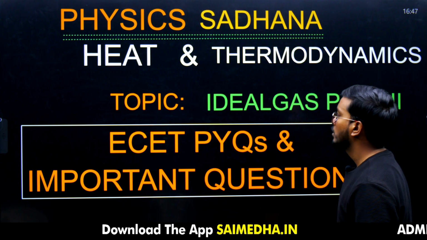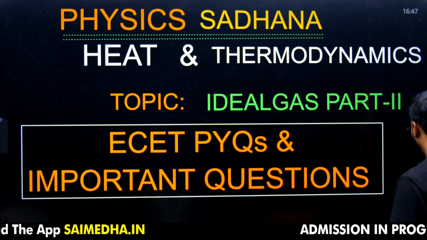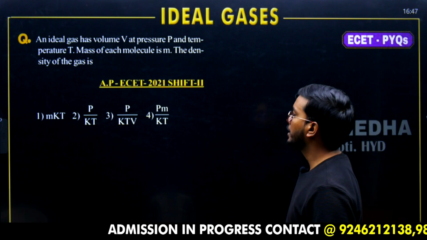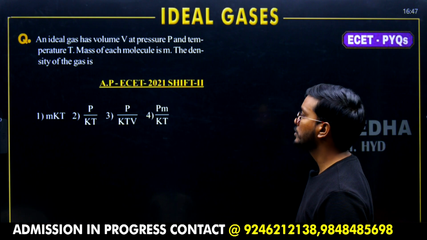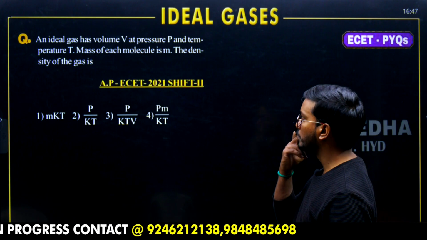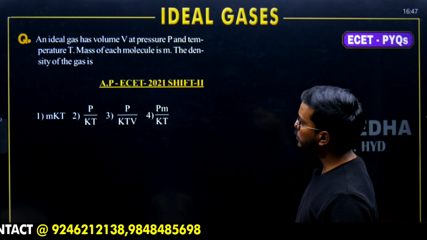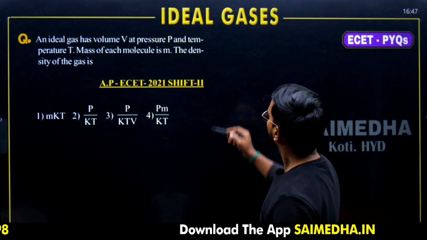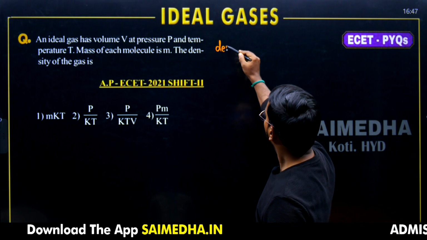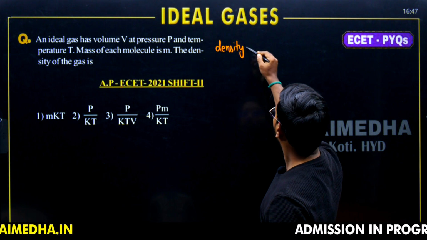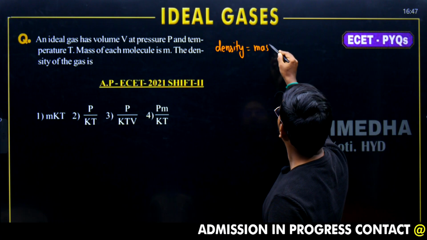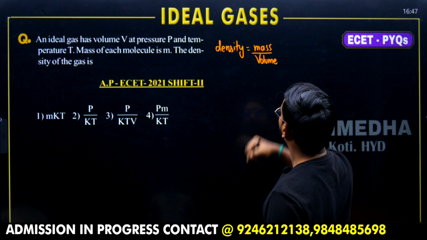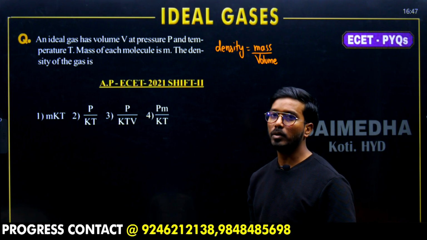Okay, let's move on to question number 1, which appeared in the year 2021. An ideal gas, again it is a repeated question, we discussed this question. An ideal gas has volume V, pressure P, mass of each molecule is m, density of the gas. We know the formula for density. Density is equal to mass divided by volume. The usual meaning of density is the closeness with which the molecules are bound.